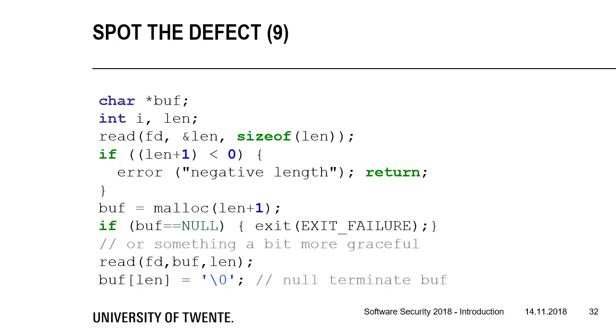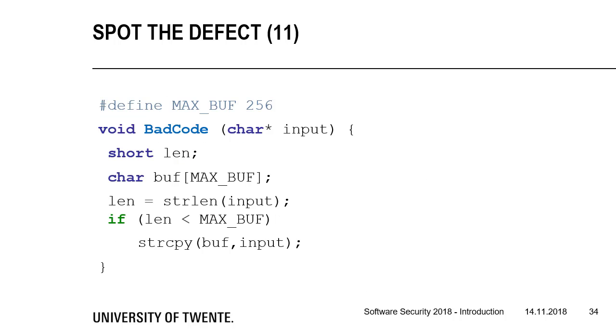Another improvement is that the memory returned by malloc is by default uninitialized. So one way to do it better would be to use calloc, which gives you initialized memory. So as you see, getting C done right is really hard. Another thing is, where's the bug in this code?